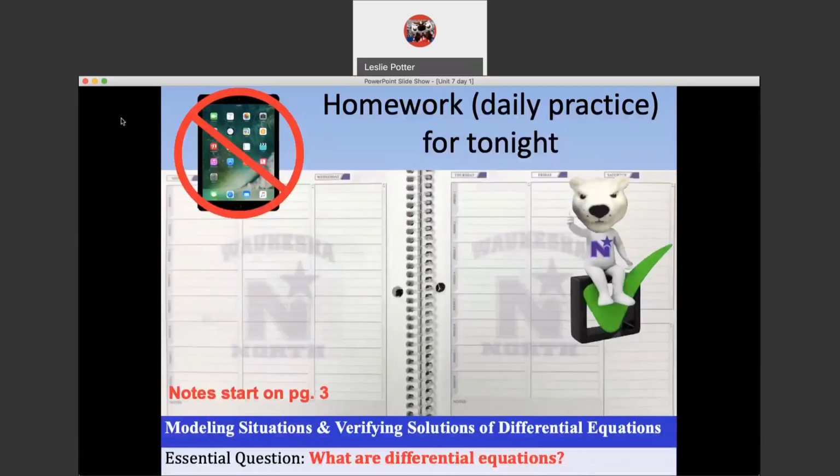These are the notes for Unit 7, Day 1. They start on page 3 of your packet. We're going to start off this unit looking at something called a differential equation. And so the essential question is, what are differential equations?